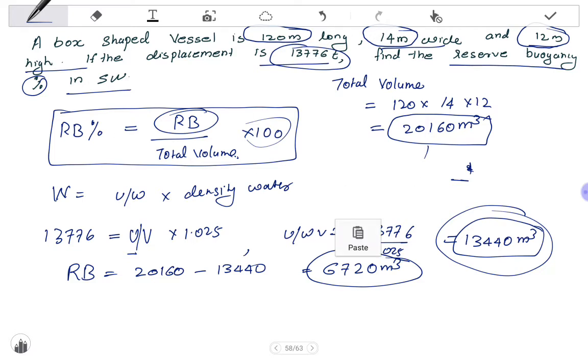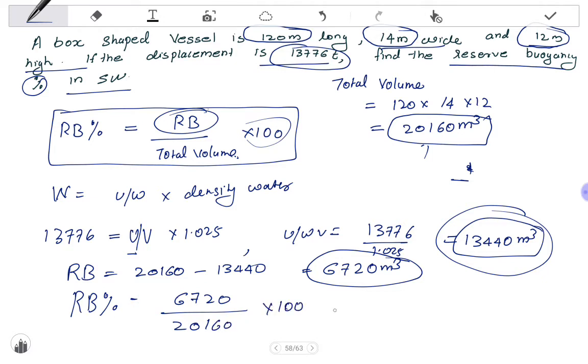Now we have the above water volume, that is reserve buoyancy, and the total volume. Let's put everything in the formula. RB percentage is equal to reserve buoyancy 6720 divided by total volume 20160, into 100. So the reserve buoyancy finally we get is 33.33 percent. That's all.